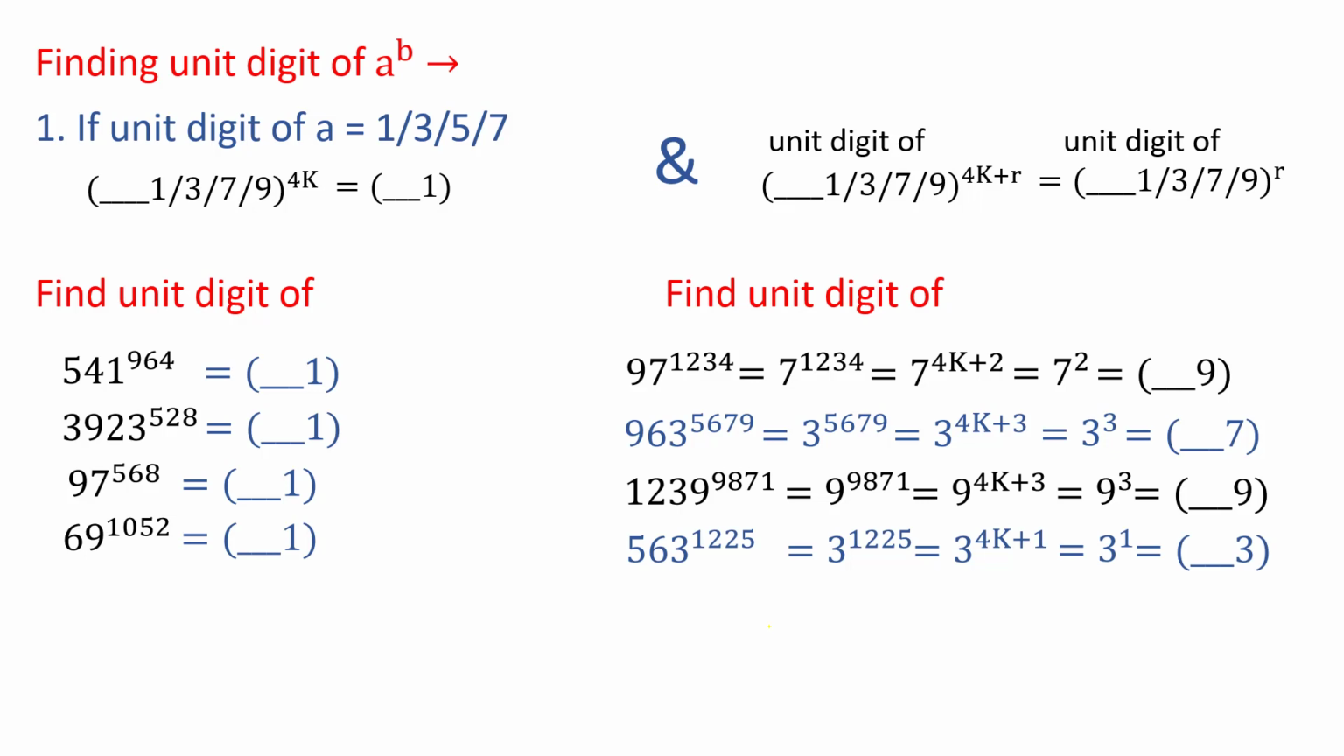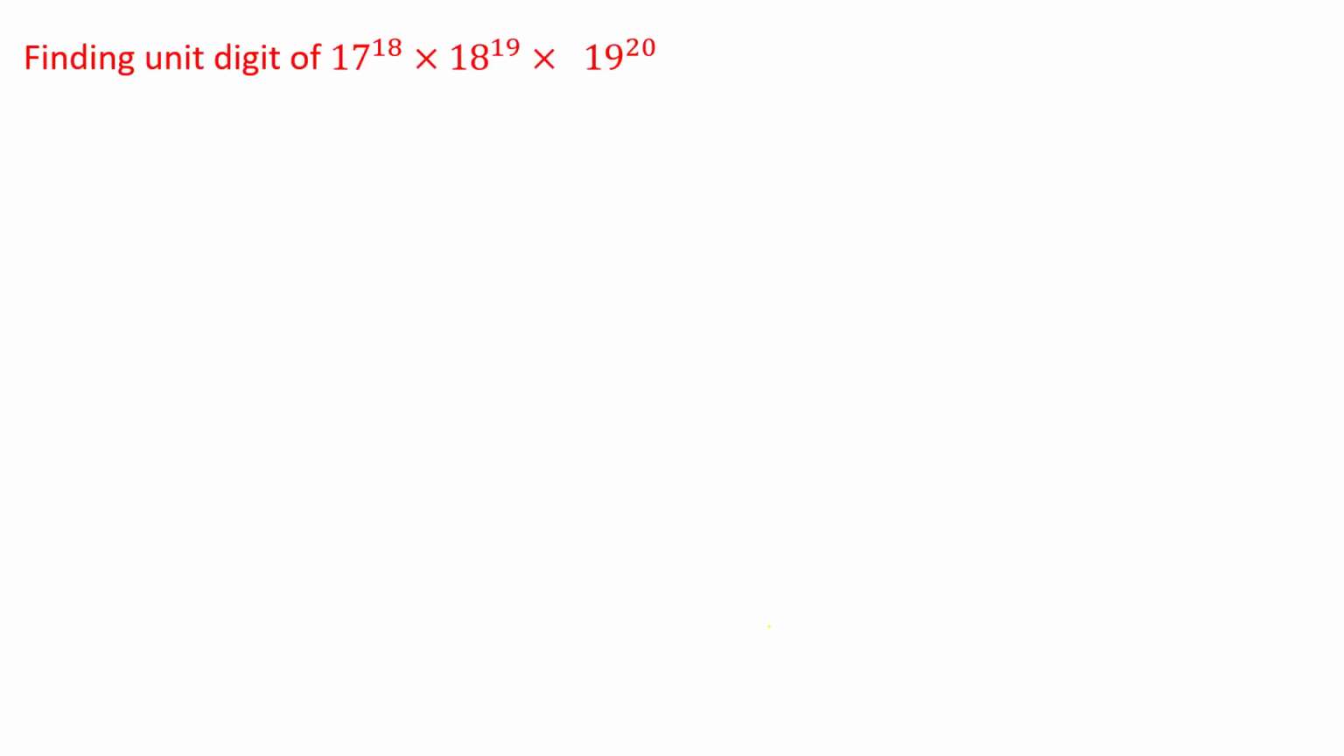Okay everyone, now after this let's have a look at a few more questions. The question is, we want to find the unit digit of the given expression. First of all, let's find the unit digits separately. Now 17 to the power 18: the unit digit of 17 to the power 18 is the same as 7 to the power 18. Divide the power by 4, the remainder is 2, so we can express the power as 4k plus 2. So the unit digit of 7 to the power 4k plus 2 is the same as the unit digit of 7 to the power 2, that is equal to 9.